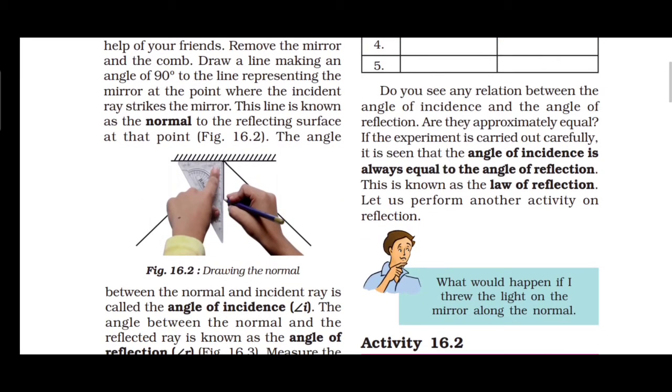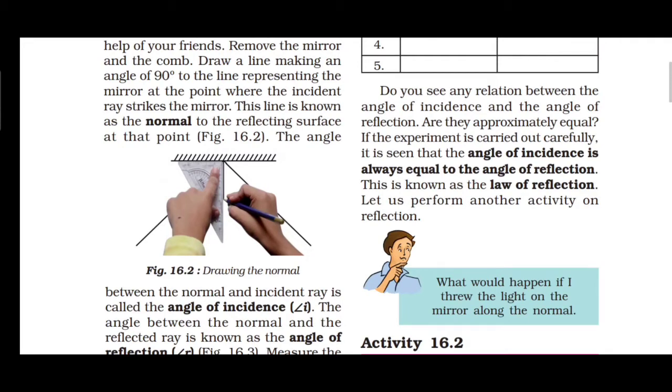Okay, see the picture. They are drawing a 90 degree line to the line representing the mirror at the point where the incident ray strikes the mirror. Then this line is known as what? Normal line. We are drawing the normal line next to the incident ray. This line is known as the normal to the reflecting surface at the point of incidence.